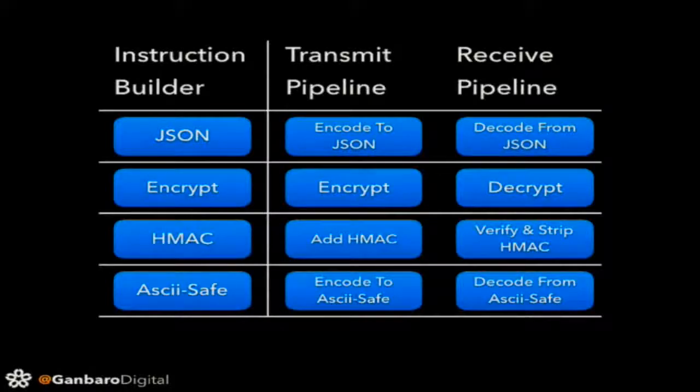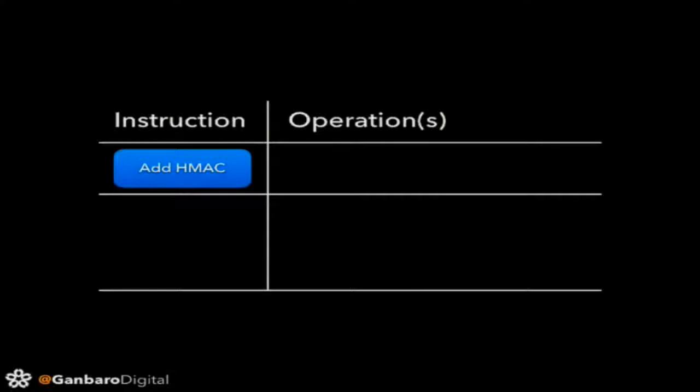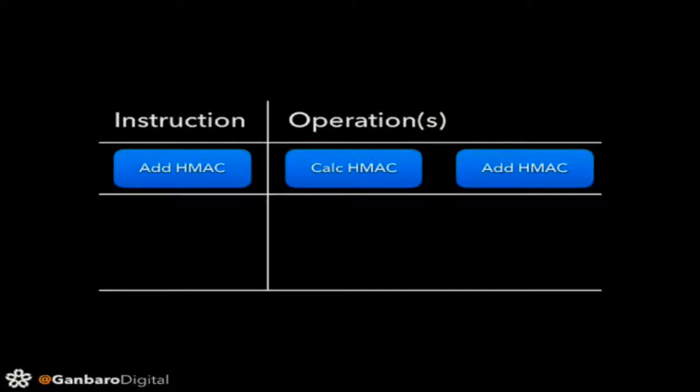So if we take our instructions, we're going to focus on the HMAC stuff, as all the things I want to show you occur in the HMAC operations that we're going to go through. So let's decompose that down. To add a HMAC to a pipeline message, I'll do this one for you. We need to calculate a HMAC, and we need to add it to the existing message. It's 2 separate operations we need to do.